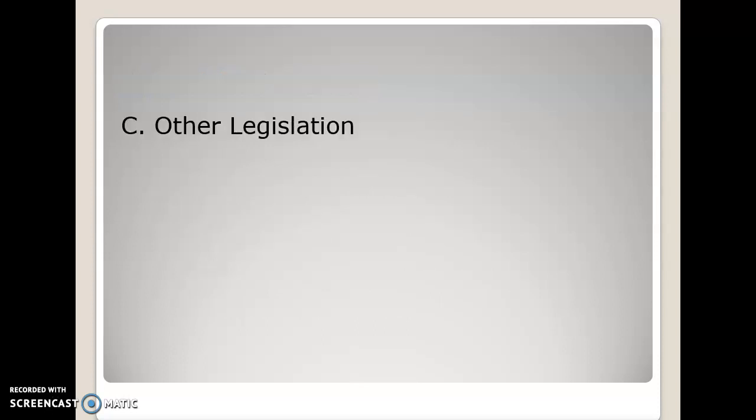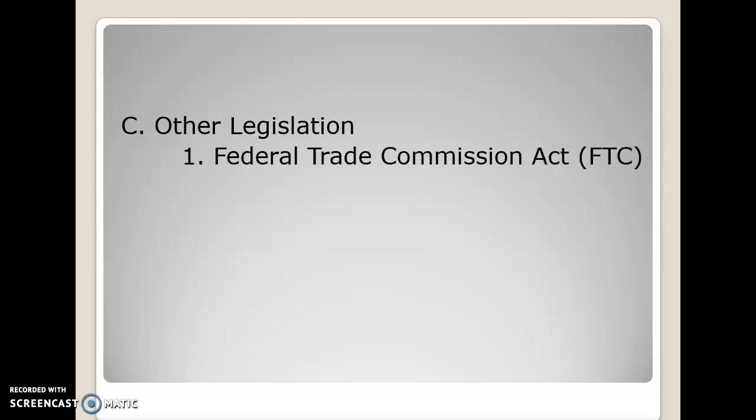Letter C, other legislation. Three different laws were created in addition to the antitrust laws that we've already talked about. So let's talk about them. Number 1, the first one is called the Federal Trade Commission Act, the FTC. The thing you need to know about it is it was created in 1914, and the purpose of the FTC was to enforce the Clayton Act.